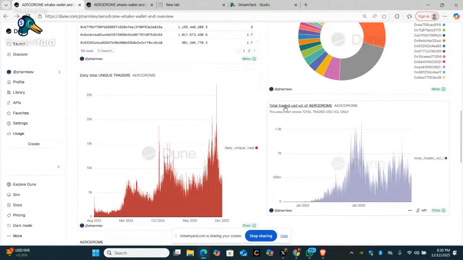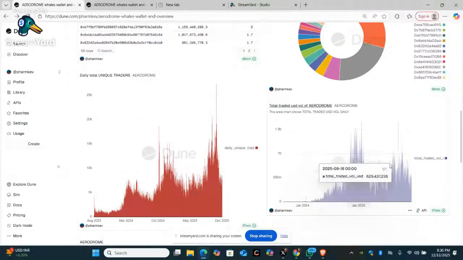So this other chart here, I'm going to go into this. This one is just showing us the total trade volume. Can you hear me? Yes, sir, we can hear you. Okay, so this is giving us the total trade volume.